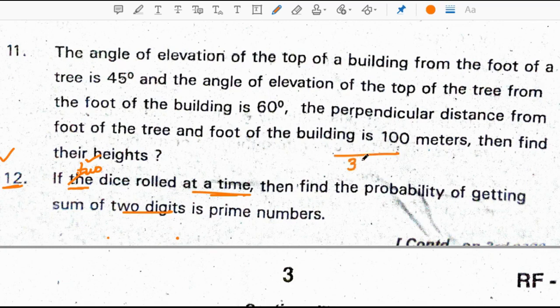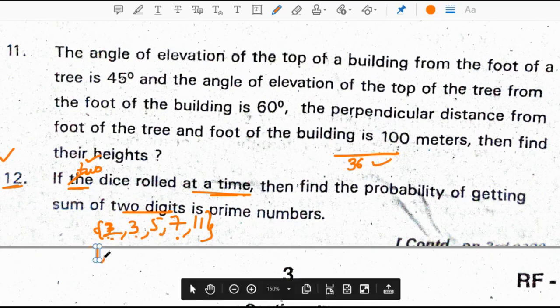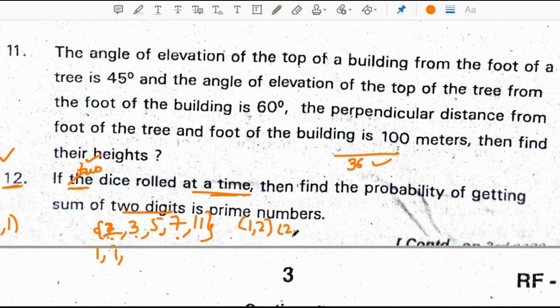Total number of possible outcomes if 2 dice are thrown is 36. So prime numbers can be 2, 3, 5, 7 and 11. To get these numbers, the possibilities are: 1 comma 1 for 2. Possibilities for 3 are 1, 2 and 2, 1.